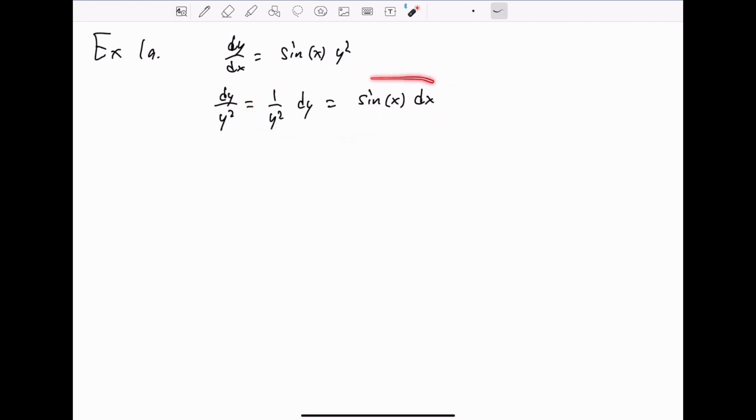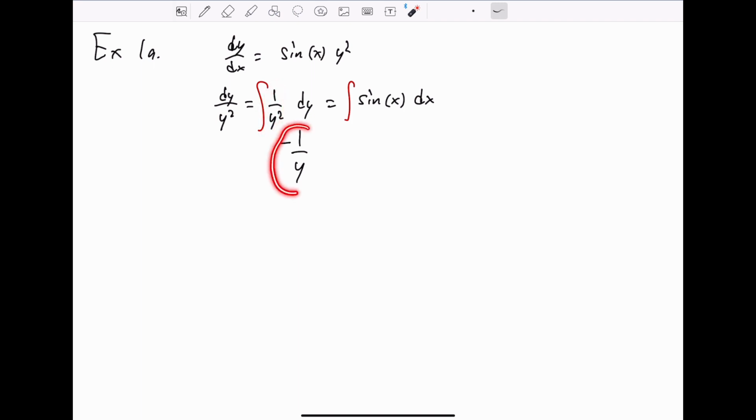Now that I've separated the variables, I'm ready to do the next step, which is just to integrate. So I integrate both sides here. I take the integral of 1 over y squared with respect to y, and the integral of sine of x with respect to x. The antiderivative of 1 over y squared, well, I want to think of this as y to the negative 2. So we take negative 2 plus 1, which is negative 1, divided by negative 1. We'd have y to the negative 1 divided by negative 1, or we can write that as negative 1 over y. So that's the antiderivative of 1 over y squared.